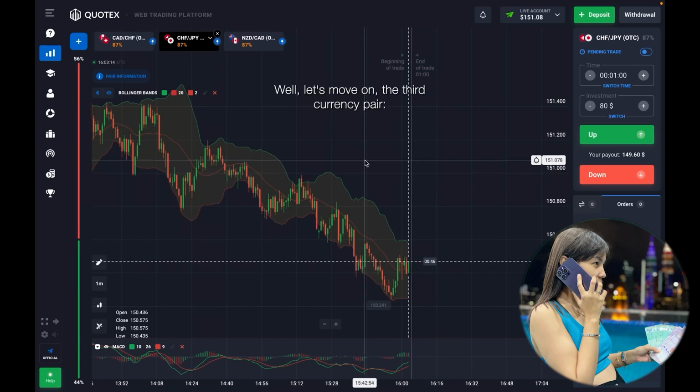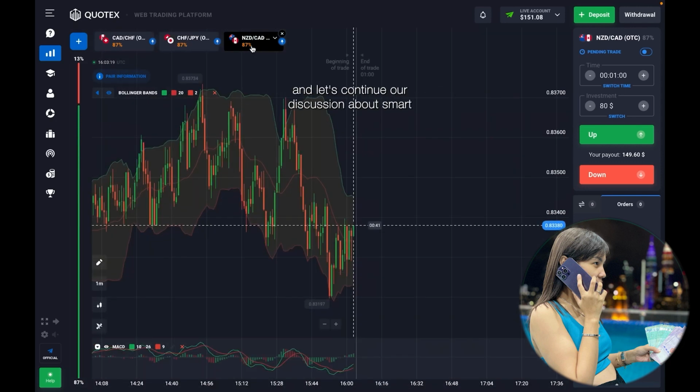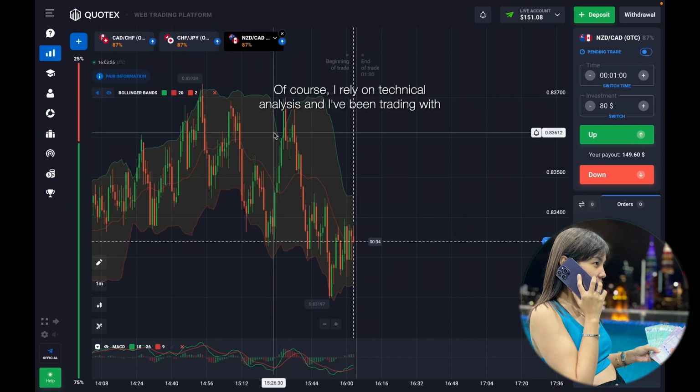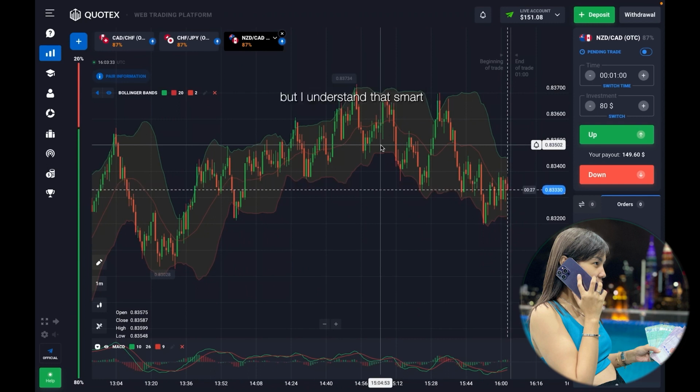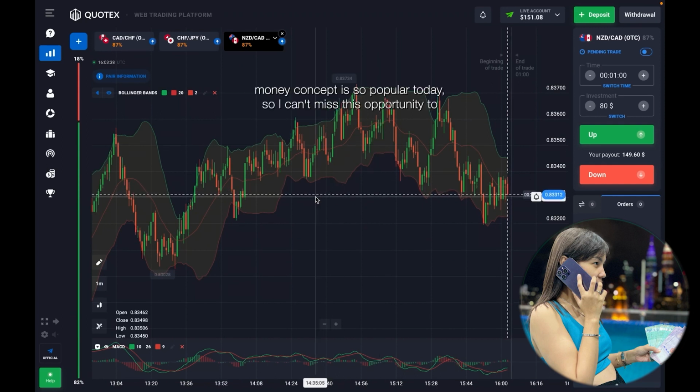So, well, let's move on. The first currency pair, New Zealand dollar and Canadian dollar. Let's continue our discussion about smart money technical analysis. So, what is better? Of course, I rely on technical analysis, and I've been trading with technical analysis my whole life. But I understand that smart money concept is so popular today. I can't miss this opportunity to express my opinion on this topic.